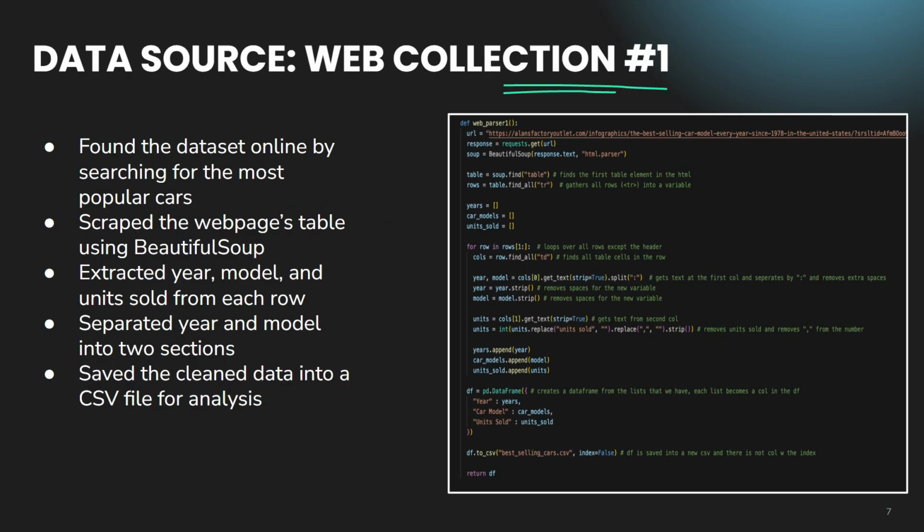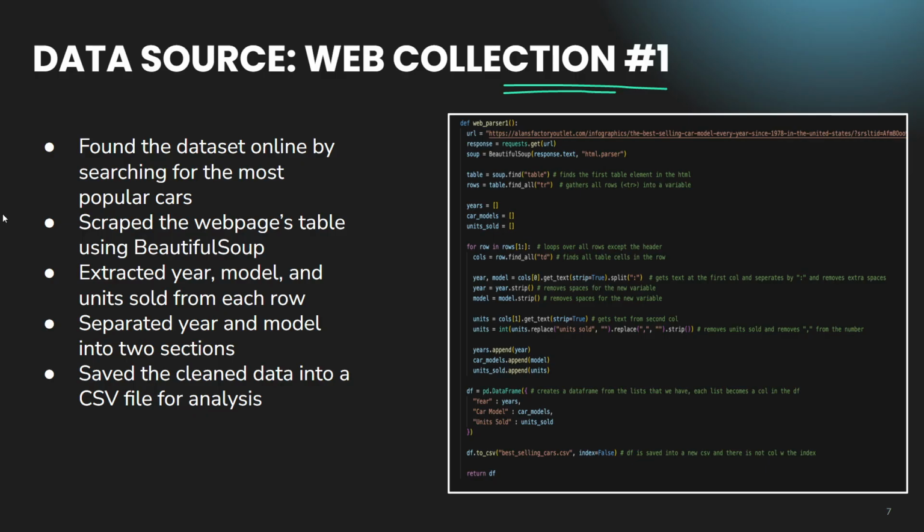For this web collection number one, we found the dataset by searching for the most popular cars on the internet. We scraped this website's table by using Beautiful Soup. We extracted the year, model, and units sold in each row, and we separated the year and model into two different sections because on the website's table it was only one section separated by a comma. And we saved this clean data into a CSV file.